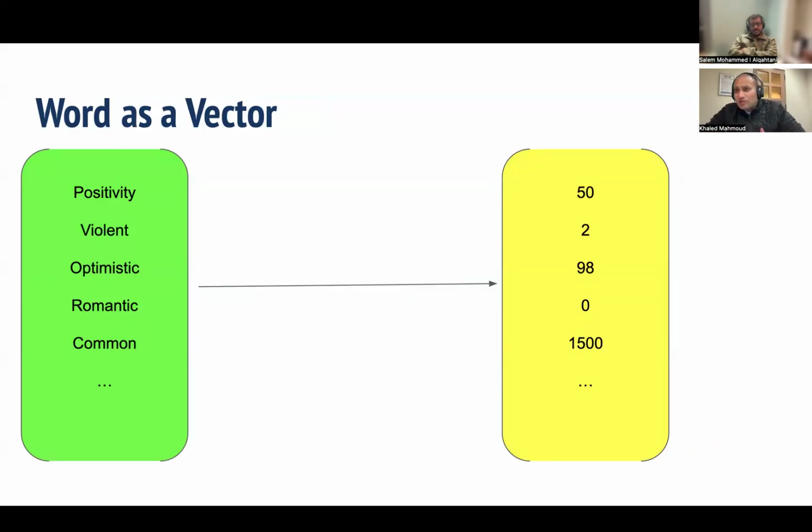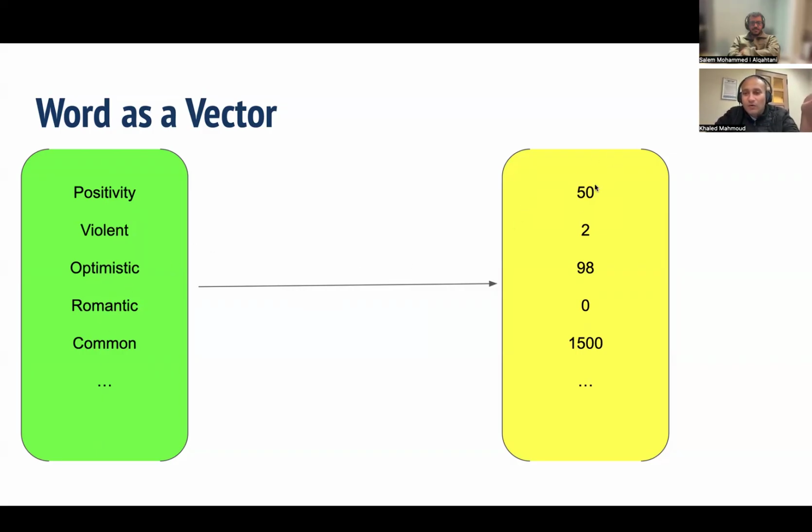What is better, to represent a word just as a sequence of characters or character codes, or to represent it this way? Here to the left, we have the vector that represents positivity. It doesn't have to be that way, but this is just an intuition to help us understand how representing a word as a vector can give more meaning to it in the eyes of our dear computer. So we have positivity, violence. Is the word violent? Is that word optimistic? Is that word romantic? How common is that word?